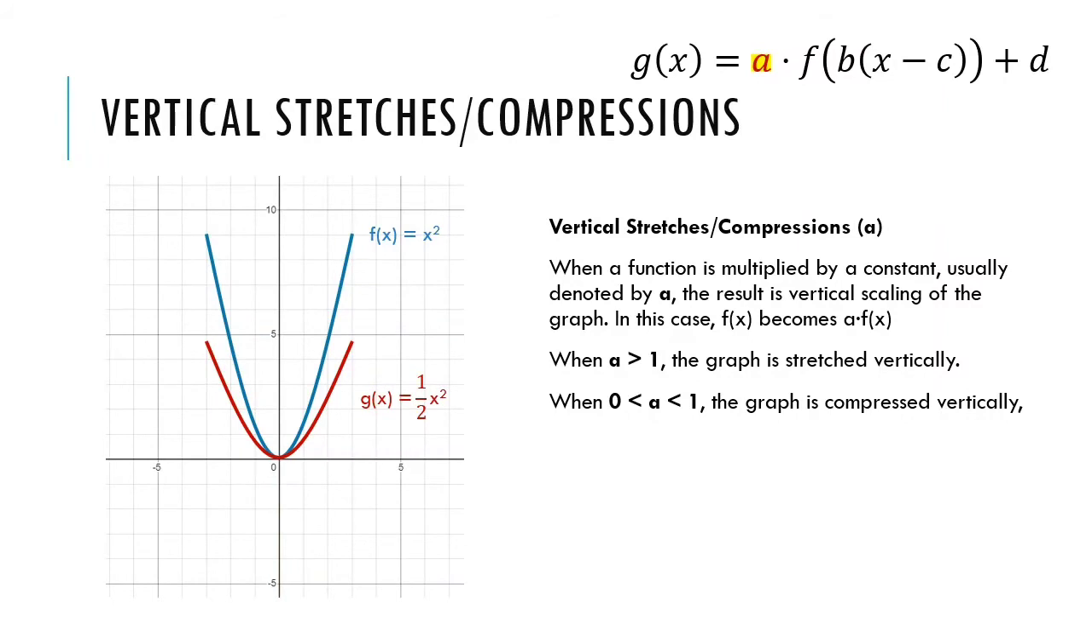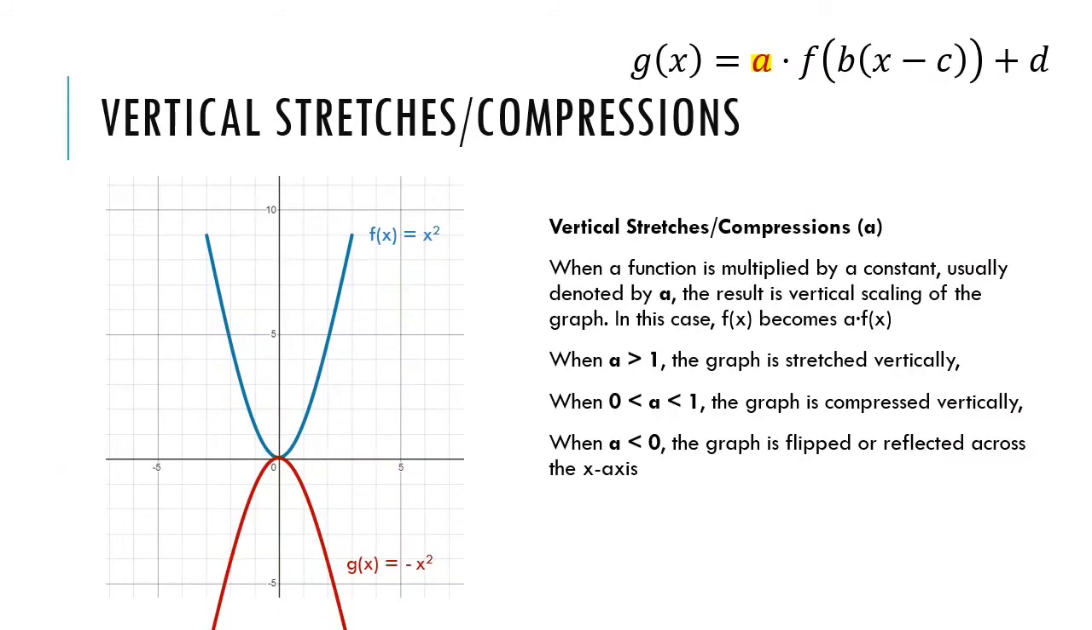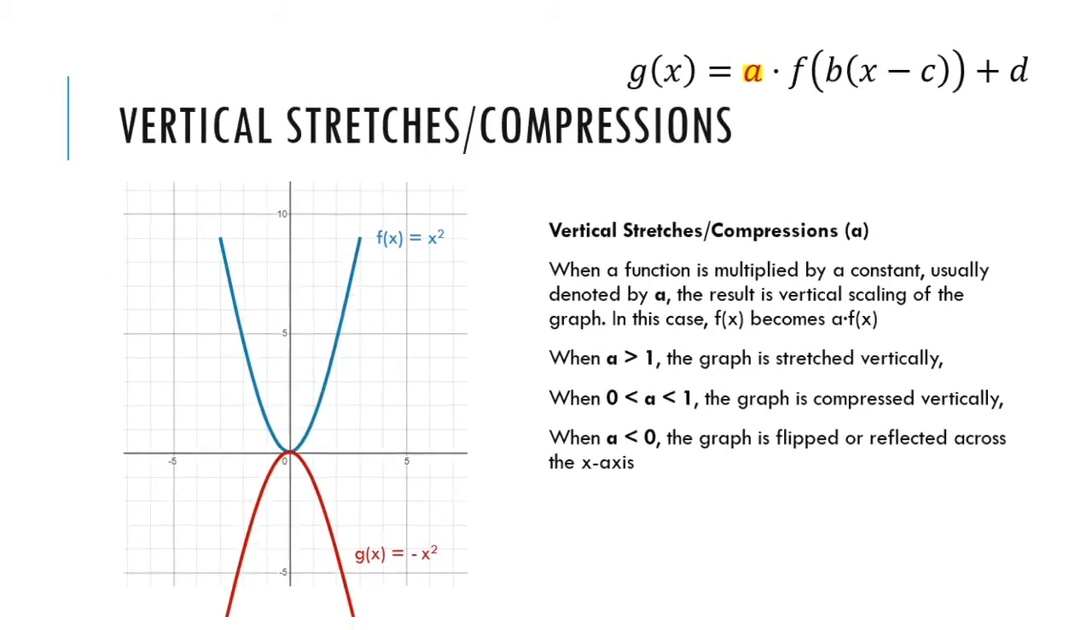The reason why I don't just say less than 1 is because of the negative. So this is a negative x squared. The negative does not stretch or compress it, it flips it. Okay? So if I had a negative number that was greater than 1, it would be flipped and stretched. If it was negative 1/2, it would be flipped and compressed. Now when I say flipped, I'm talking about reflecting it across the x-axis.